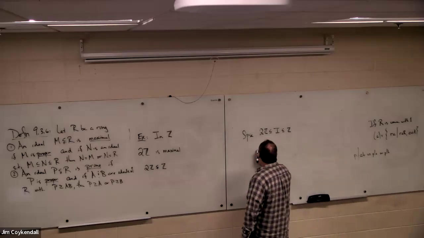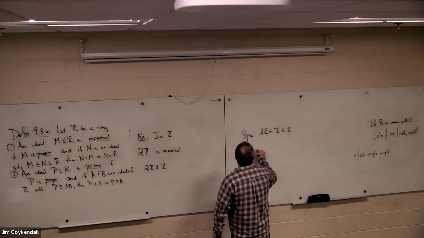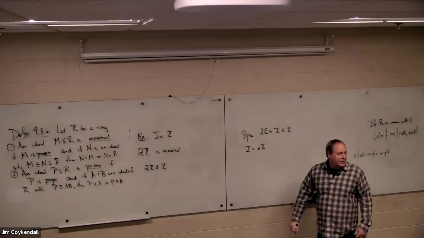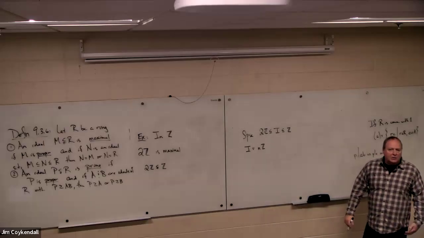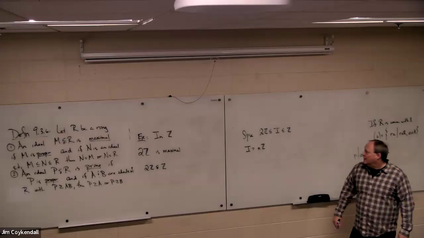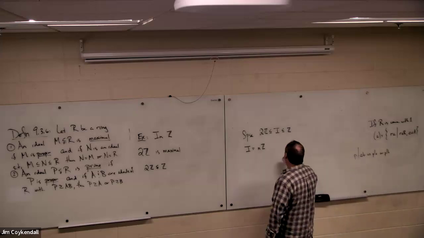What do I know about I? I know that I is equal to nZ, because we know that every ideal of the integers, we talked about this last time, is of the form nZ, where n is a natural number or 0. Agreed?